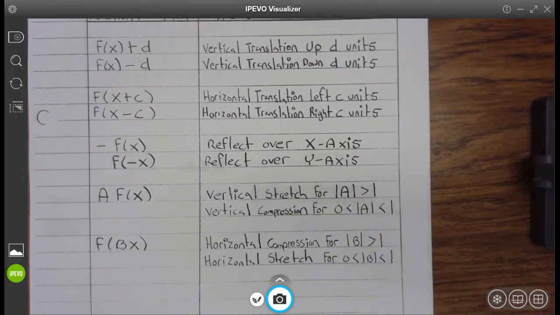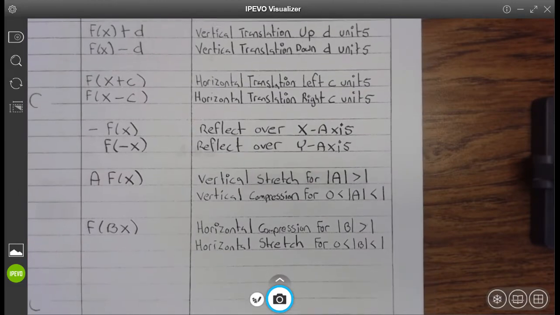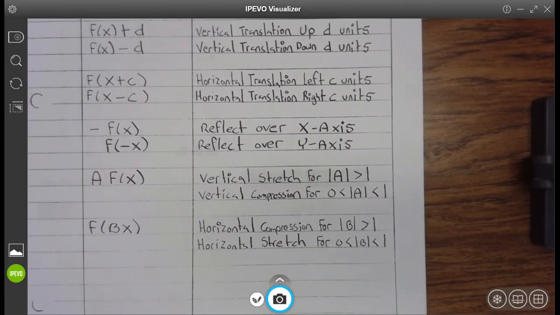A times f of x is a vertical stretch if the absolute value of a is greater than 1. It's a vertical compression if the absolute value of a is greater than 0 but less than 1. F of (b x) is a horizontal compression when the absolute value of b is greater than 1. It's a horizontal stretch when the absolute value of b is greater than 0 but less than 1.